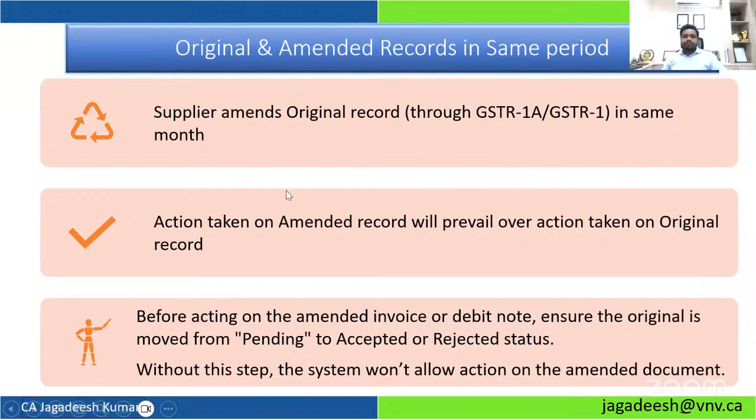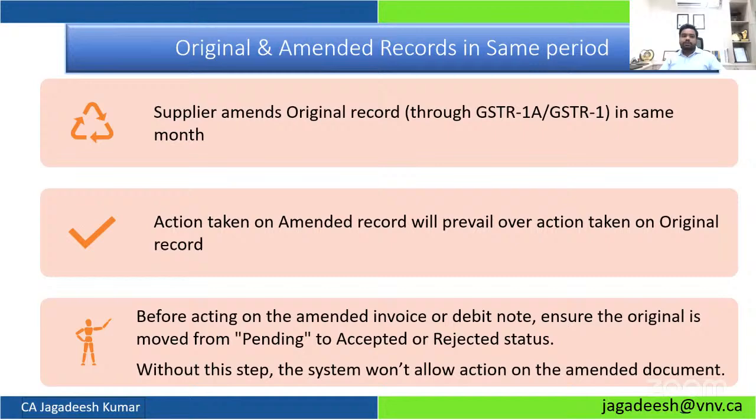Let's take an example. If my supplier has amended the original invoice in the same month, action taken on the amended record will prevail over action taken on the original record. Whatever action you have taken on the amended record, only that will be considered, provided you take action on the original record first. Either you have to accept it or reject it on the original invoice. Then only you can take action on this amended invoice. Without this step, the system will restrict you from taking the action on the amended invoice.